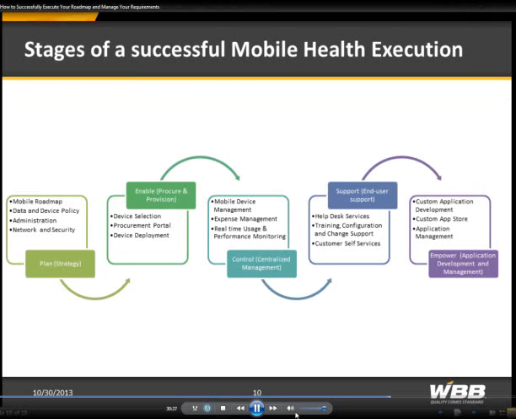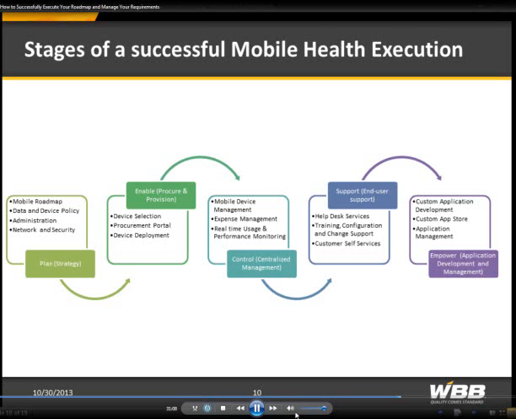Some of the stages here for a successful mobile health execution, just to summarize, are: planning the strategy, have a mobile roadmap, define your data and device policy, define how you're going to administrate the networks and the security aspects associated with that. Enabling it: the procurement, the acquisition strategies surrounding that, dealing with the vendors, defining that evaluation criteria and defining the devices, and having a procurement portal to be able to solicit the best-in-class service providers that are out there. And how well you're going to enable the deployment of those devices is very critical.